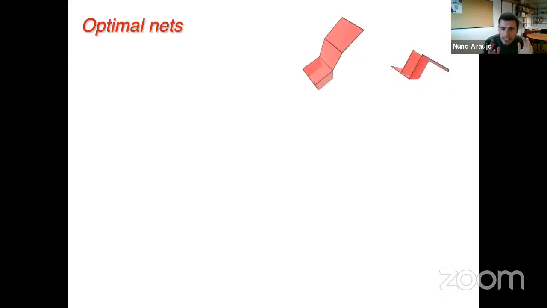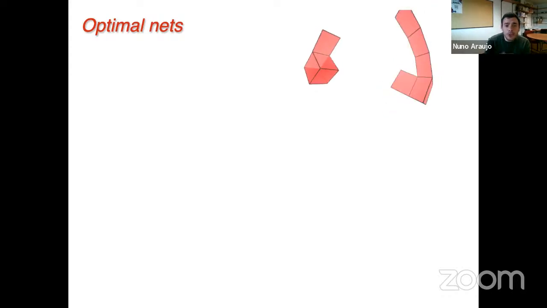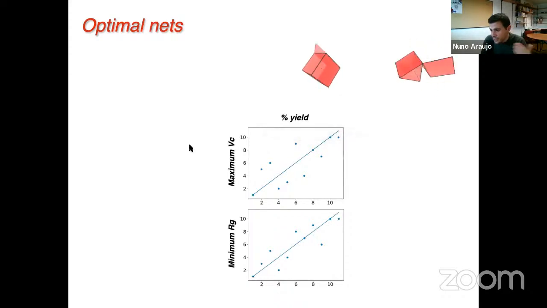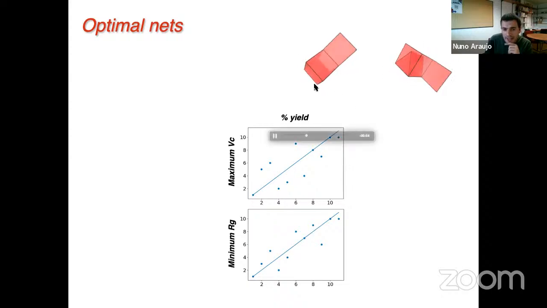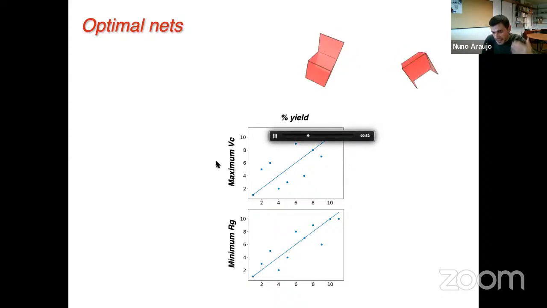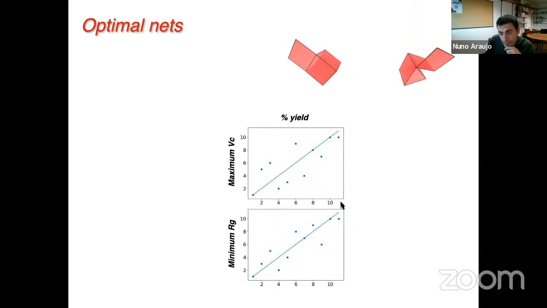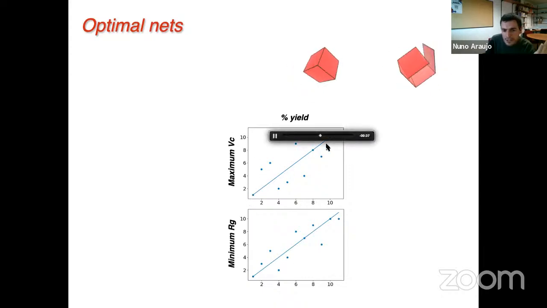As I said, we have 11 non-isomorphic nets that can fold into the cube. And we look at the percentage of yield, as we did before. And here, what we have in the horizontal axis is the rank in terms of percentage of yield, in terms of percentage of samples that have folded into the proper final folded configuration, for the 11 different nets. And in the vertical axis, what we have is the maximum number of vertex connections. And you clearly can see that there is a positive correlation.